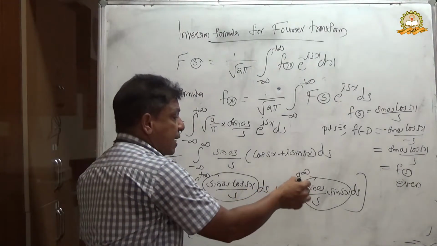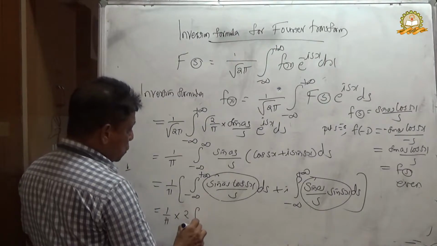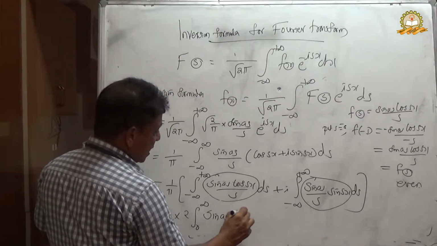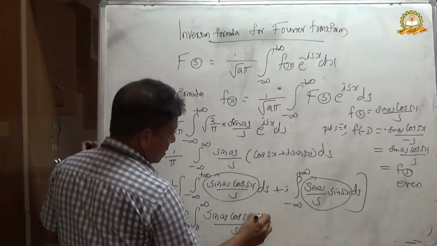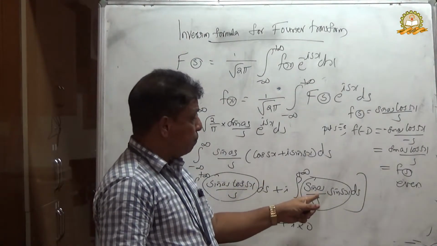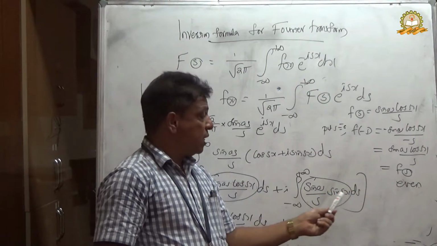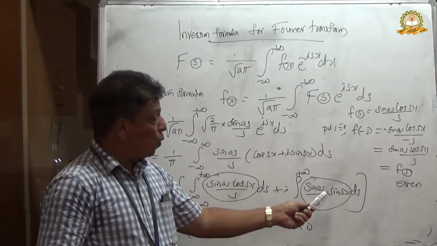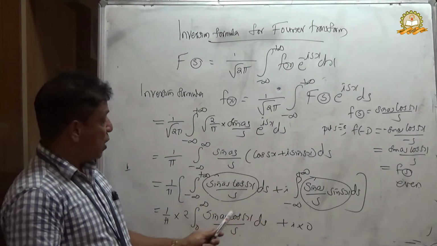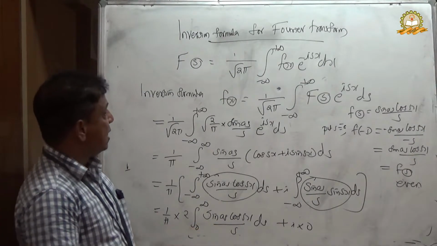Therefore, the second case is taken as 0, and the first case is taken as 1 by pi times 2 times the integral from 0 to infinity of sin as cos sx by s ds, and the second case will be 0. The reason is that for sin as by s into sin sx, when we put s equal to minus s, f of minus s will be minus f of s. Therefore, the second case will be an odd function and the first case will be an even function. So the second case is 0 and the first case is 2 times the integral from 0 to infinity of sin as cos sx by s ds.